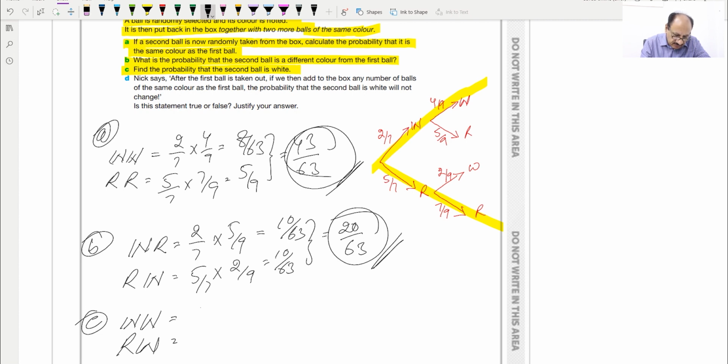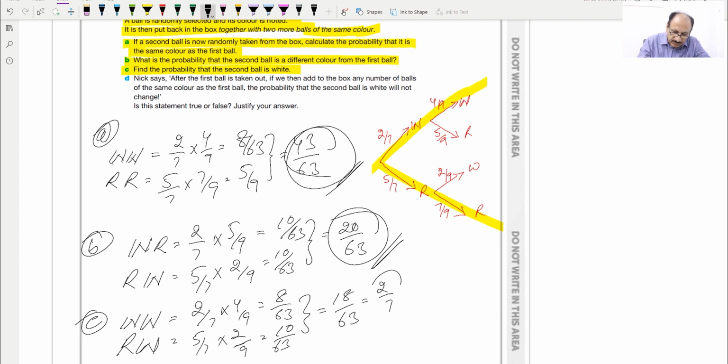First white will be 2 by 7, and second white will be 4 by 9, and this will be equal to 8 by 63. And for the first red it will be 5 by 7, and second white will be 2 by 9, and this will be 10 over 63. If we combine these two we will get 18 over 63, which we can simplify to 2 over 7. This will be our probability for C part.